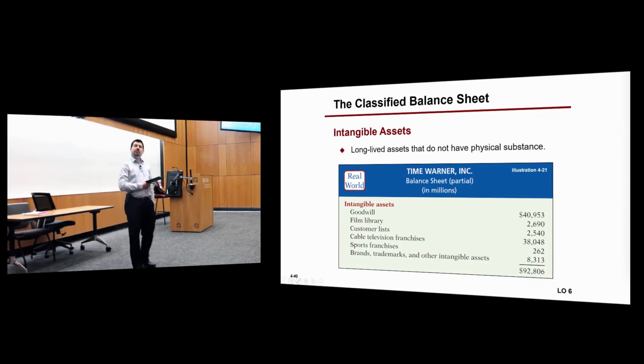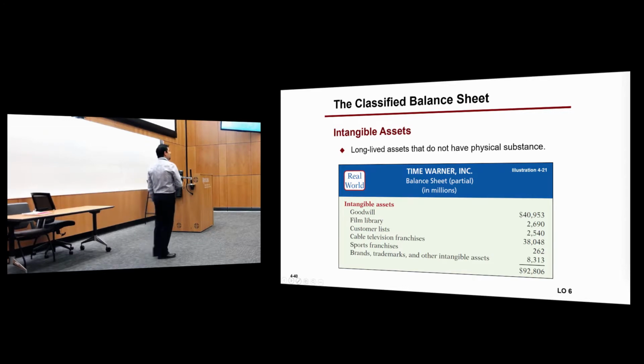So in this case, as far as you are concerned, goodwill, intellectual property, patents, royalties, franchises, brand names, trademarks, all these are types of intangible assets.